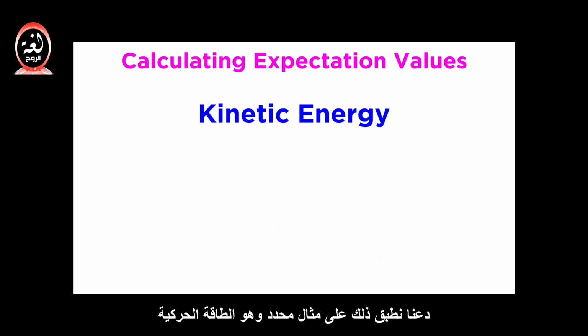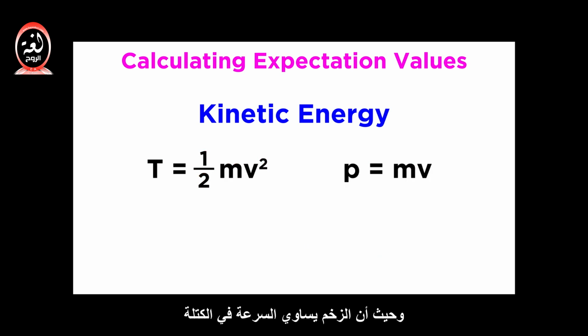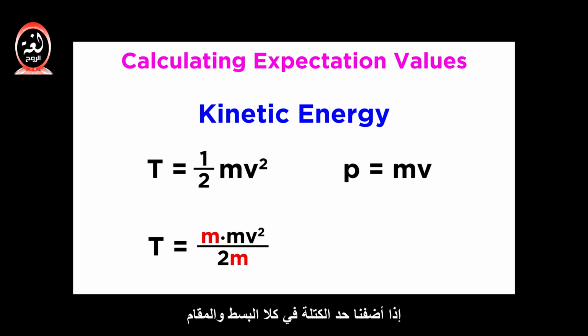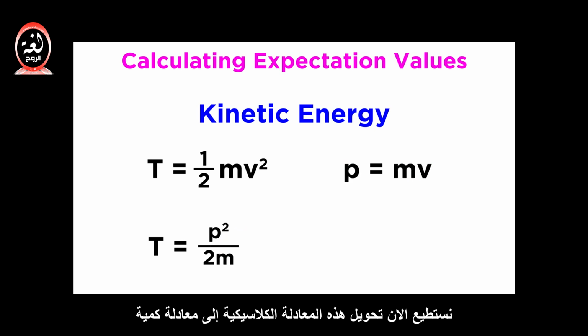Let's apply this to one specific example, kinetic energy. In the classical physics series, we learned that the kinetic energy of an object, which from now on we will represent as T, is equal to 1/2 mv squared. And since momentum equals mass times velocity, if we just put an additional mass term in both the numerator and denominator to keep the expression equivalent, we can change m squared v squared into (mv) quantity squared, or p squared, leaving us with p squared over 2m.